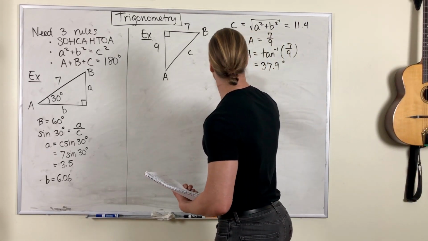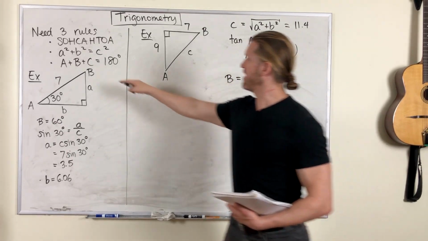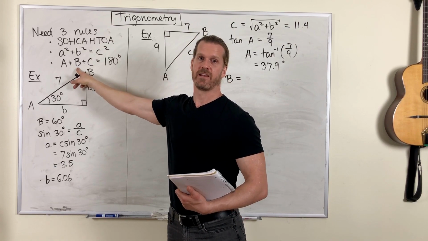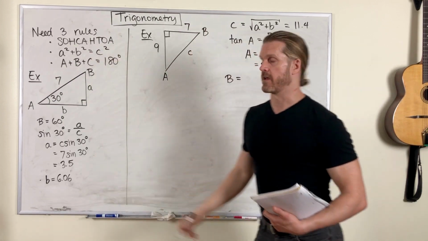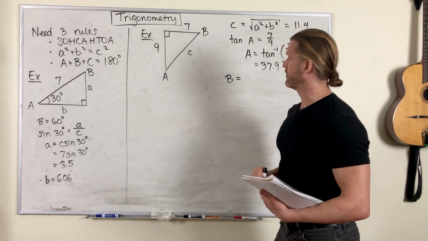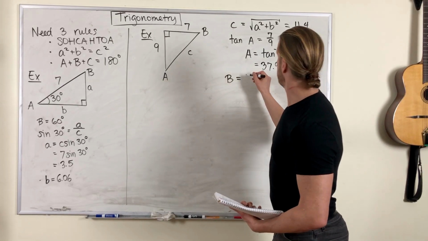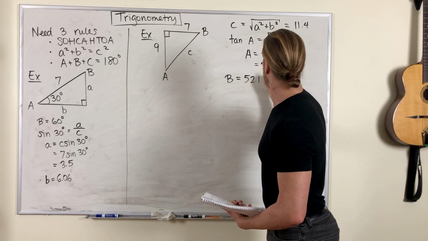And now angle B, you can simply find from our relationship that the three angles add up to 180. Or if you want, you could use one of the trig functions again. But the quickest way is just to use the sum of the three angles and find that B is 52.1 degrees.